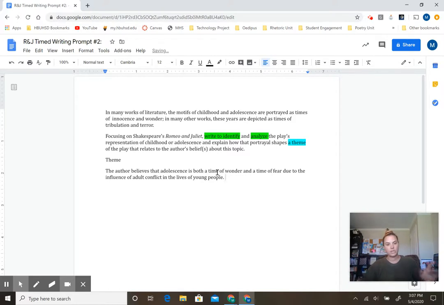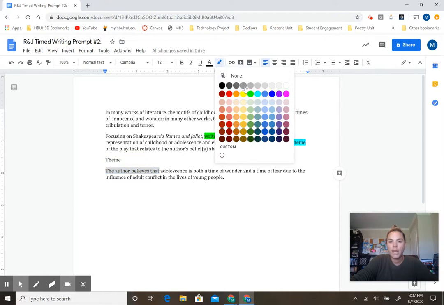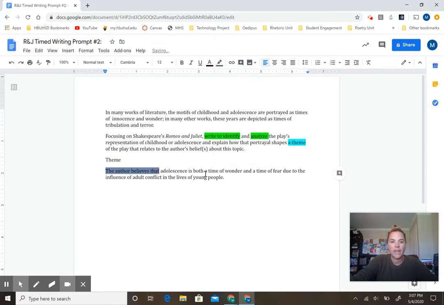Okay, so let's just stop for a second. Thematically, we can get rid of this. I'm just going to highlight it in dark gray, so it's still there, but it's pretty much gone. So adolescence is both a time of wonder and a time of fear due to the influence of adult conflict in the lives of young people.